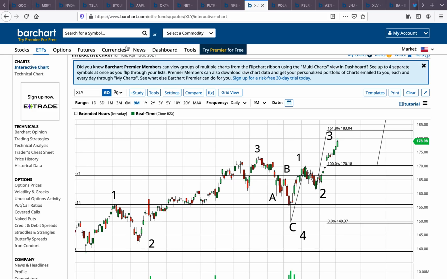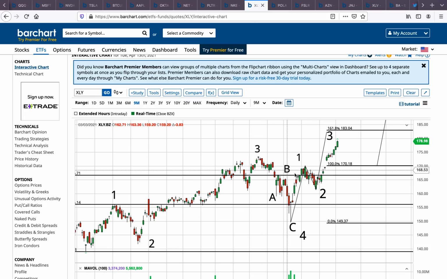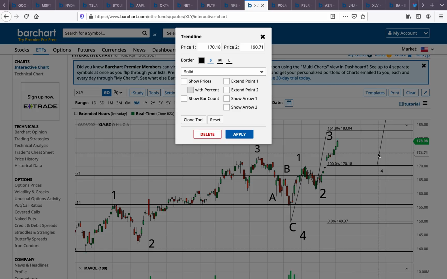Okay, so right then and there, XLY, kind of like Microsoft, doesn't even look like it's done in the short term. Microsoft, we're looking for 267 to complete a wave 3. XLY, we're looking for 183 to complete a wave 3, and then buying a wave 4 dip. Right now, we're just going to say the wave 4 dip would be the retest of this wave 1 high. Then we'd be looking for taking the length of wave 1, placing it at the wave 4 low, and then that would take XLY all the way to 190. Okay, so we're talking about an entire ETF going 12 points higher.